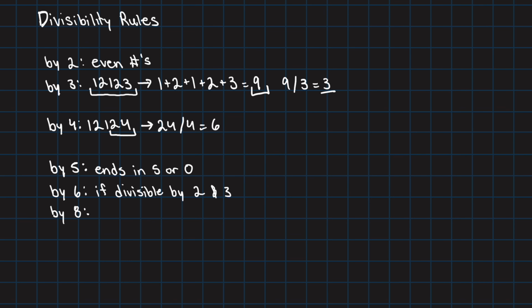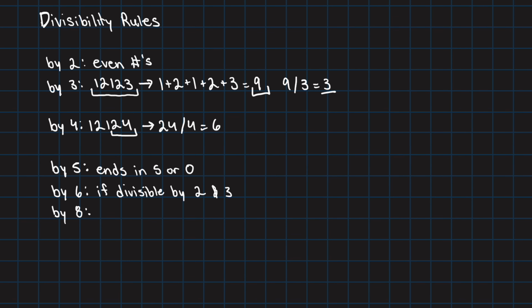But let's move on to divisibility by the number 8. This one is a little bit more complicated. If the last 3 digits are divisible by 8, then the entire number is divisible by 8. So if we have the number 6008, since 0, 0, and 8 are all divisible by 8, then 6008 will also be divisible by 8.